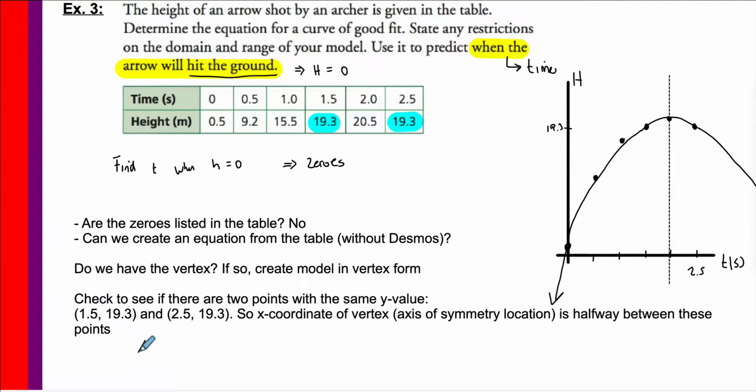Okay, so 1.5 plus 2.5, halfway between those. It's easy to see this visually, but we can get the same thing here. That's 2 seconds, and we know that from the graph. So that actually tells us that this right here is our vertex.